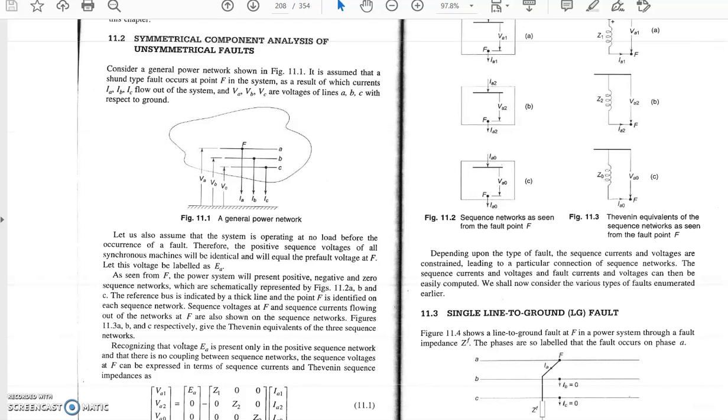Basically three types of fault are there: single line to ground fault, double line to ground fault and line to line fault.